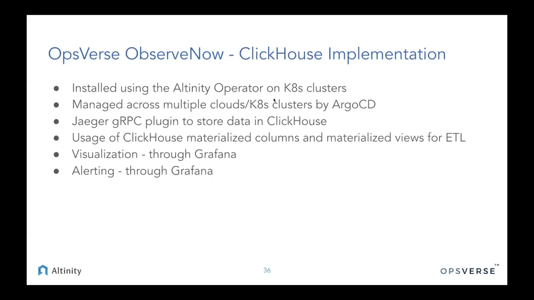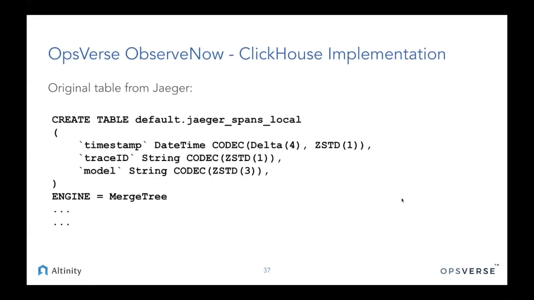And then, as I mentioned earlier, we push this custom resource file to different Kubernetes clusters and different environments through Argo CD. And within Jaeger, now that we have the ClickHouse, Jaeger needs to connect to this ClickHouse and write data to it. We use Jaeger's plugin for ClickHouse in order to make that happen. That's how we switched from Cassandra to ClickHouse. And then, as I mentioned earlier, we use a lot of materialized columns and materialized views in order to transform that data and load it into new tables. And from there, we use Grafana for both visualization and alerting. At a high level, that's how we have done the implementation.